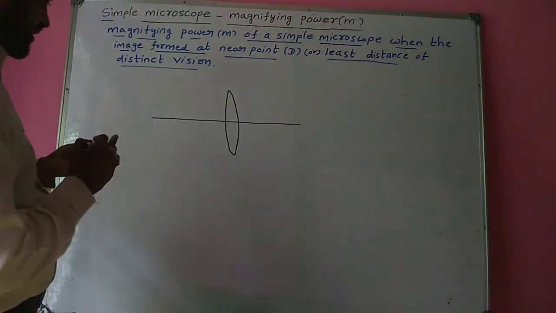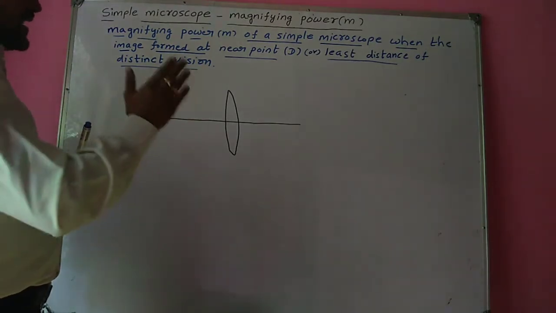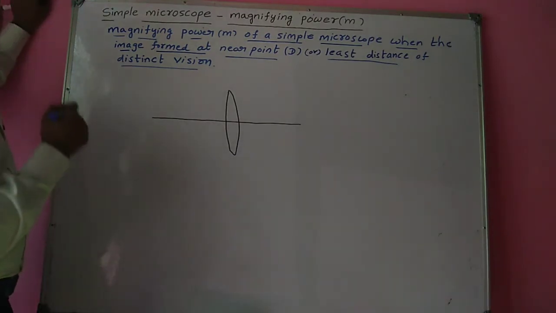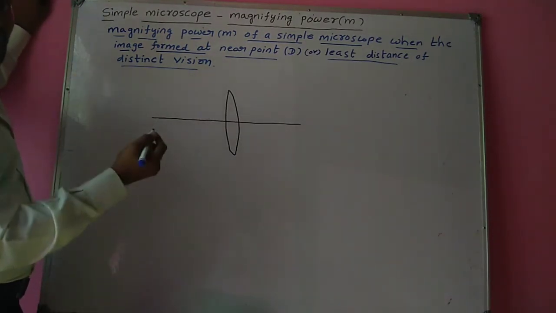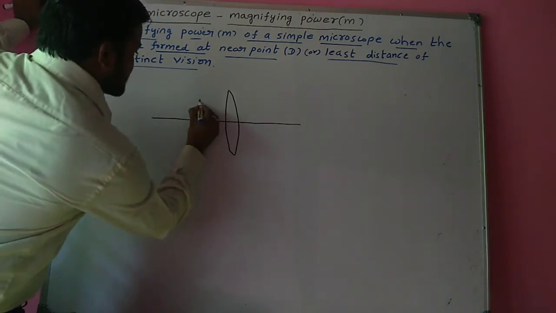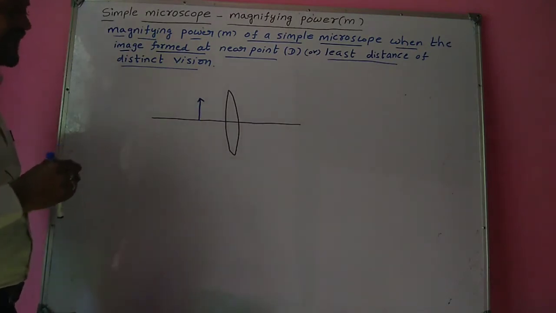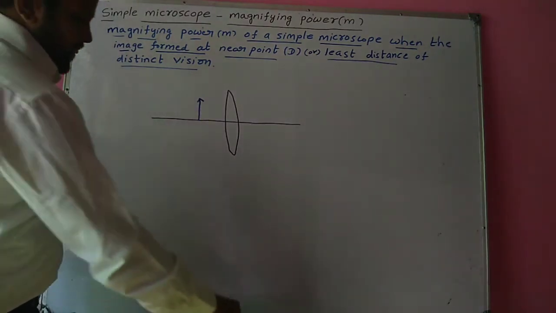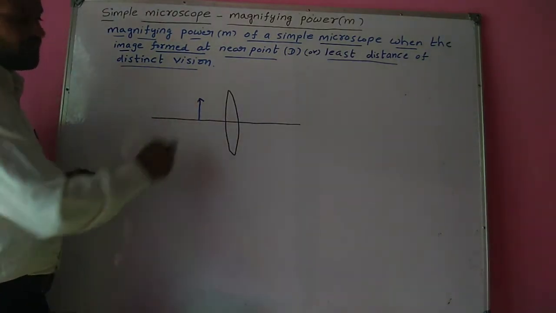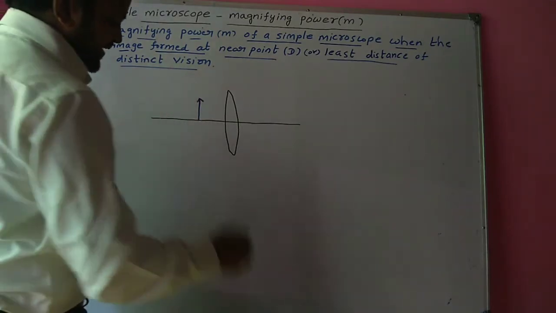Now, let us consider an object placed at a distance less than the focal length. That is the principle: when the object is placed at a distance less than the focal length, an erect, virtual and enlarged image is formed. Let us consider this is the object, which is placed at a distance less than the focal length of the lens. To form the image of this object, we need to consider light rays, minimum 2 light rays.